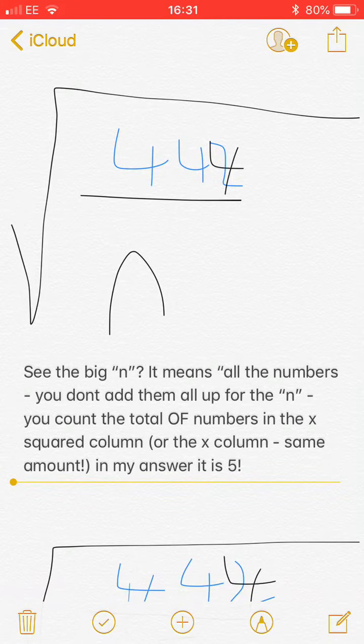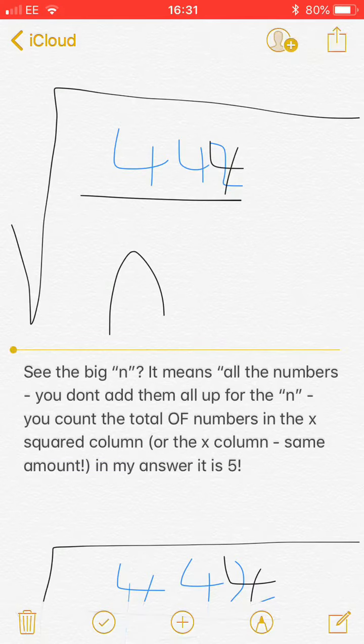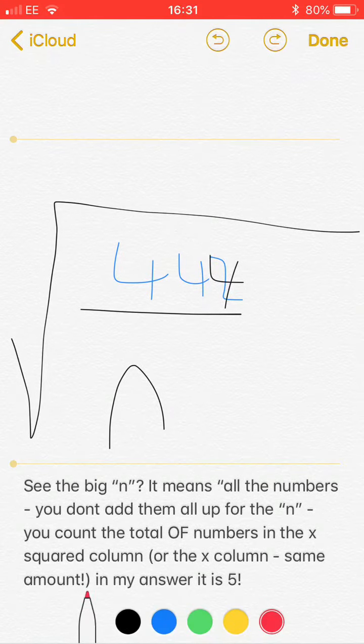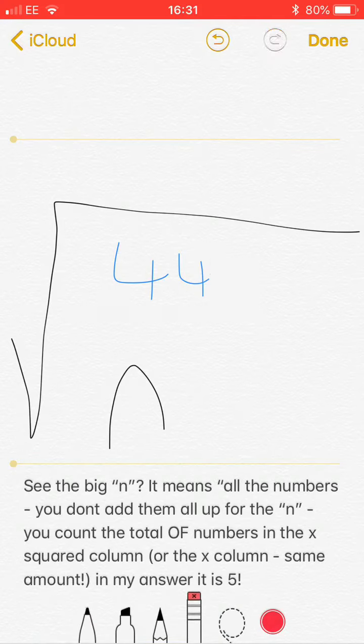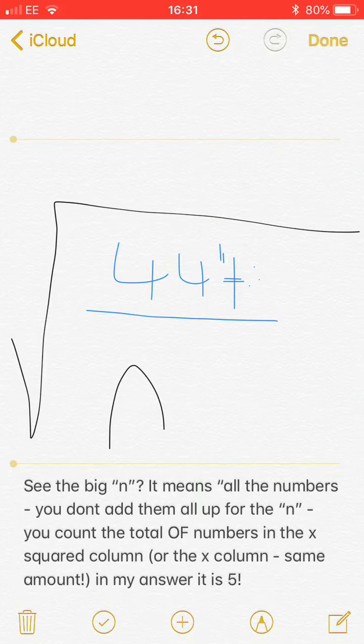So we have 444. Now, you'll see here, this is where things went wrong, so I just corrected it. Anyway, that's how it was.